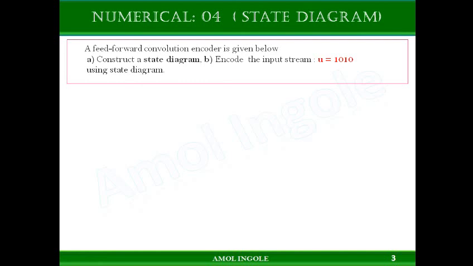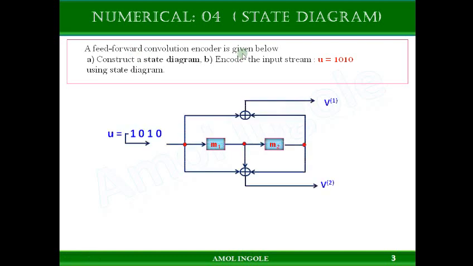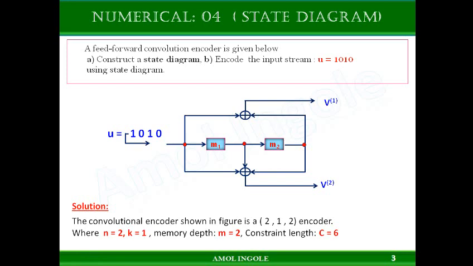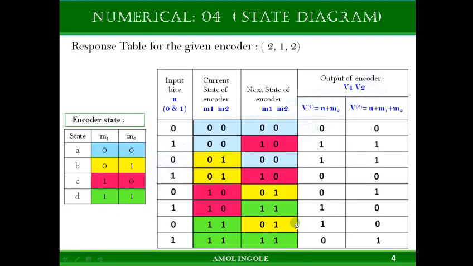Let us discuss this numerical. A feed-forward convolution encoder is given below. You have to construct a state diagram and encode the input stream 1010. So we are considering the same numerical which we discussed in the tree diagram. This is what you can easily identify from the statement of the numerical, that is n is equal to 2, k equal to 1, and the number of memory stages m is equal to 2.